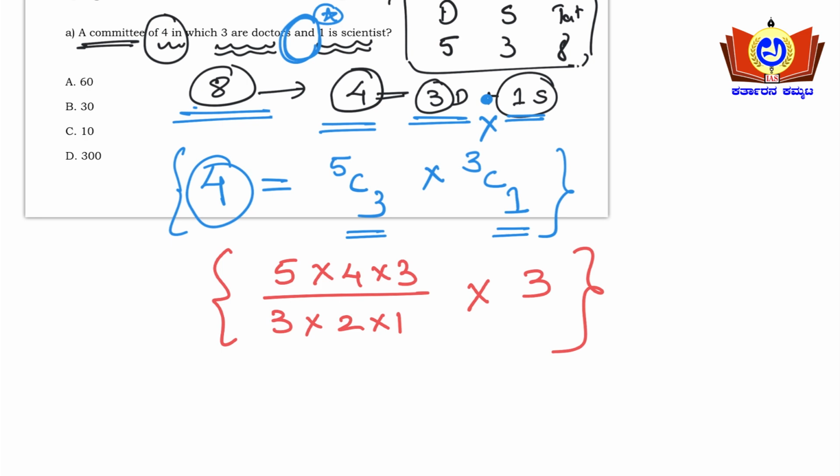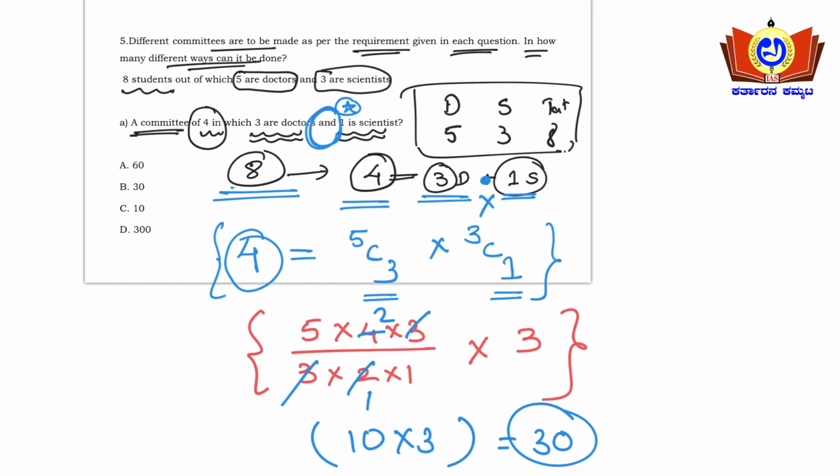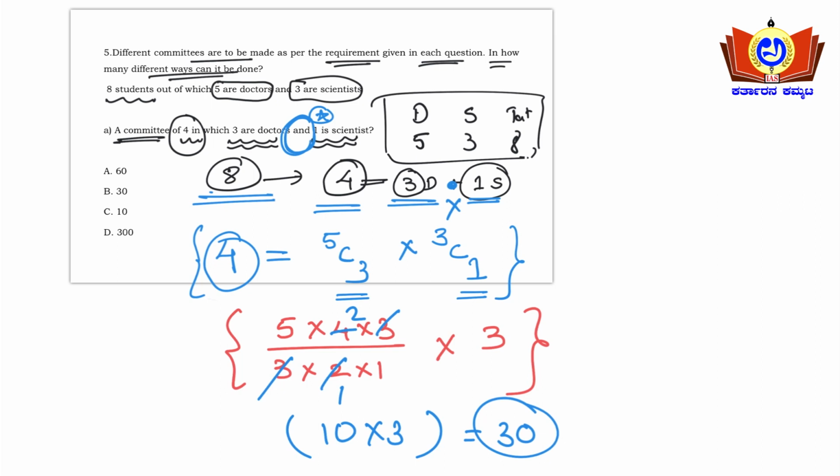So we will solve it here. The 3 and 3 get cancelled. 2 once and 2 twice, so 5 twos are 10. 10 into 3 will be 30. Yes or no? 30 ways you can choose. From 30 different ways, amongst 8 students a group of 4 students can be made, in which there are 3 doctors and 1 scientist. 30 is the answer. Option B is the right answer here. Moving on to the next question.